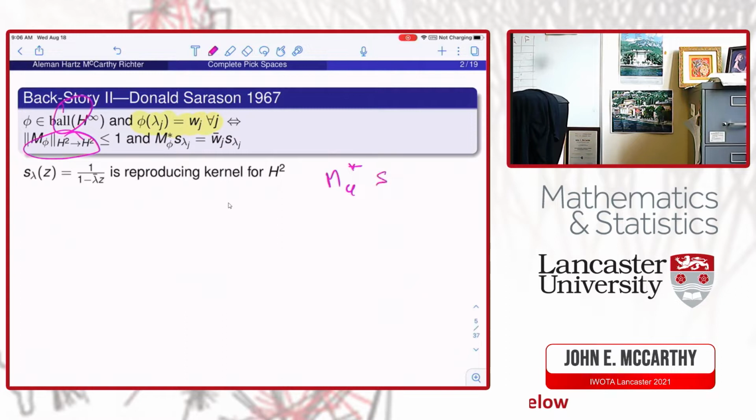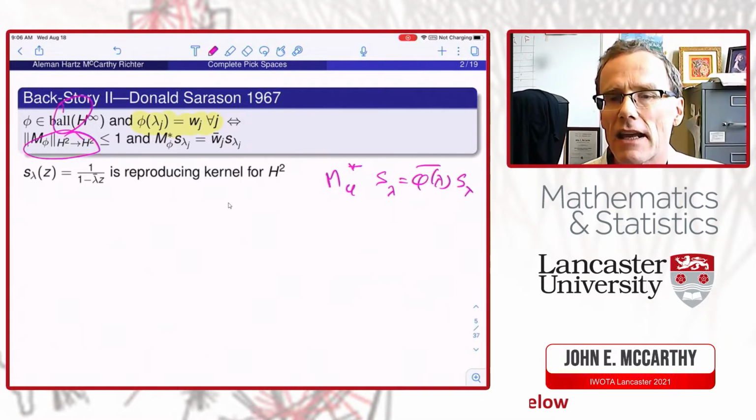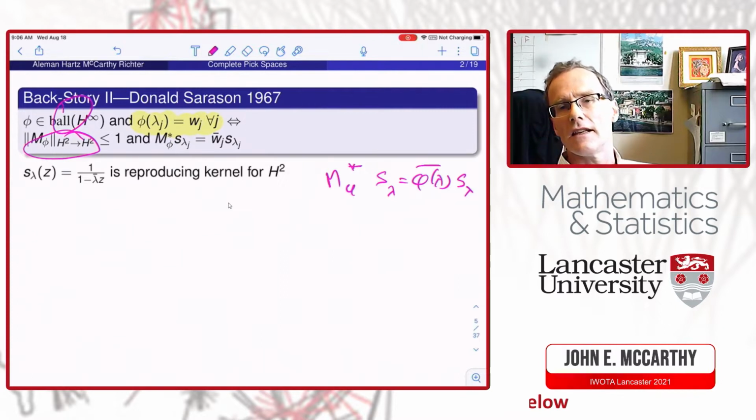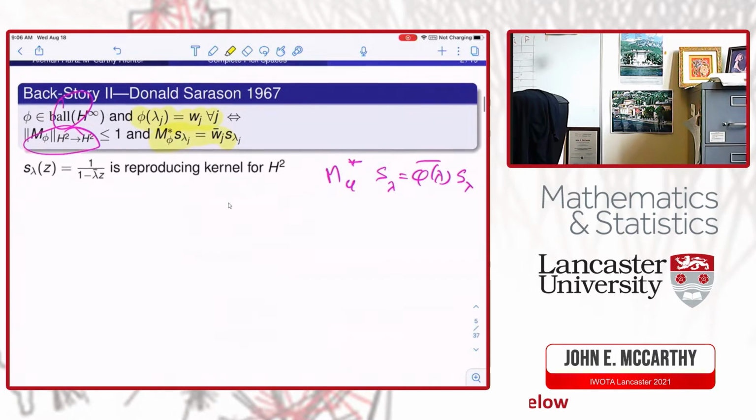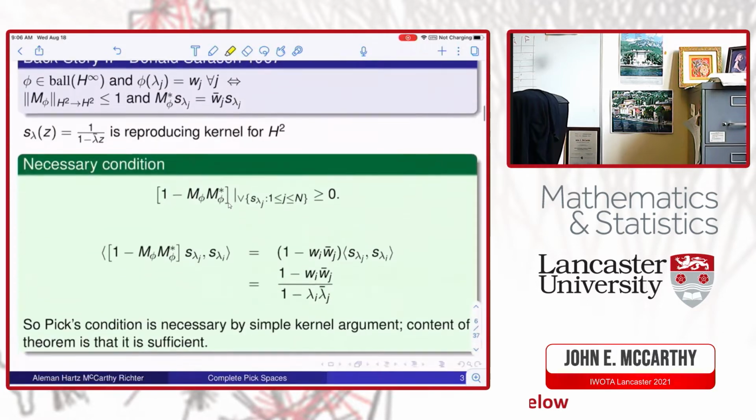That's the reproducing kernel at lambda. And it's an easy calculation that for any multiplier, the Szegő kernel is always an eigenvector, and the eigenvalue is phi of lambda bar. So the condition that phi map lambda j to wj is exactly the same as saying the adjoint M sub phi star sends the Szegő kernel at lambda j to wj bar times the same kernel. So what Pick is looking for can be expressed in terms of H2.